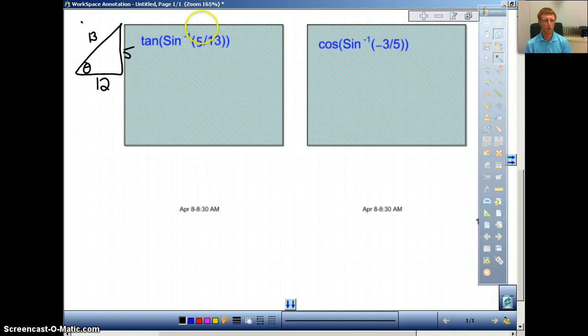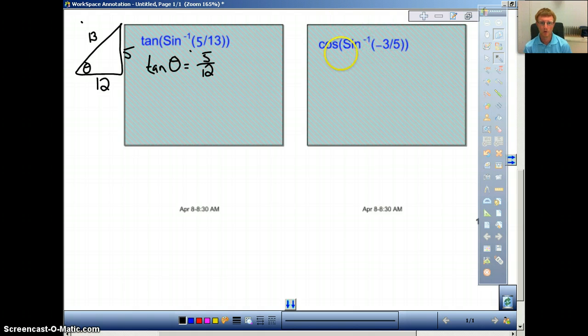The deal is, though, if you are doing the inverse sine of 5 over 13, this right here is just equal to theta. So in a sense, we're just figuring out what now the tangent of theta is. This is just theta. The only reason why we need this is to figure out what the three sides of our right triangle are. So theta is theta. We don't care what theta is. We just want to know what the tangent of theta is. And that will be 5 over 12.